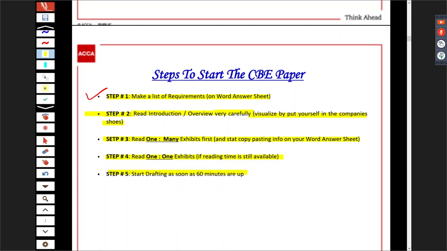This sequence is very, very important because the first 60 minutes of your paper are crucial. In the first 60 minutes, you will know whether you're going to pass or fail. So you need to meticulously follow the steps so that you are on top of the case study in the first reading and planning hour. Okay, do I have any questions here?